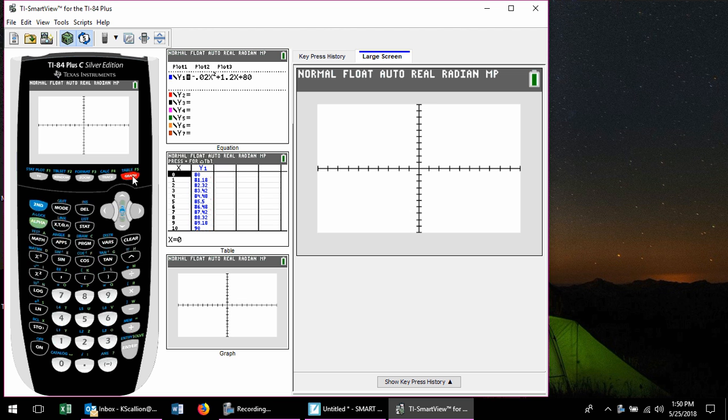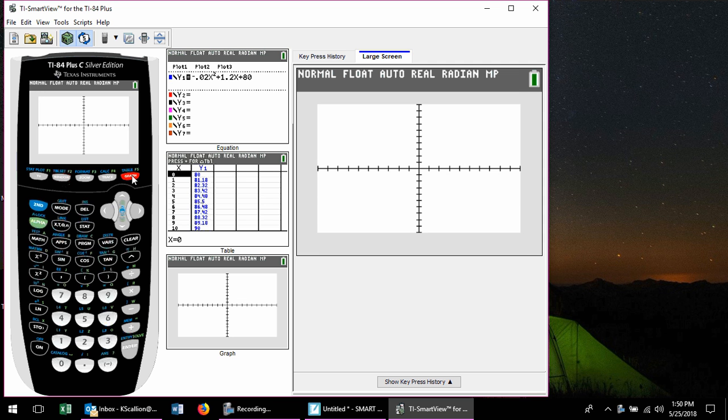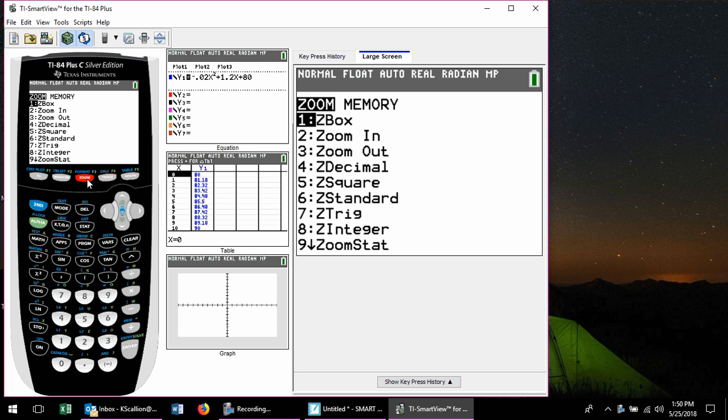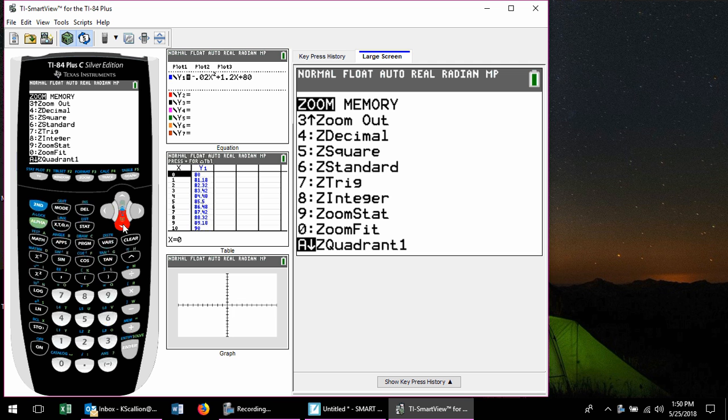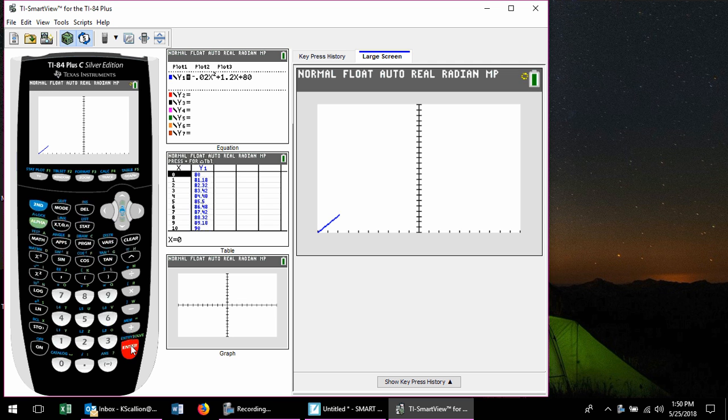My window's not great. You know what we do? Do something different than that. I'll go back to graph. I'm going to zoom. That's not zoom. Zoom. Thanks. I'm going to do zoom, and you scroll down. It's zoom 0. You zoom fit. And if I select that, I may have to edit.